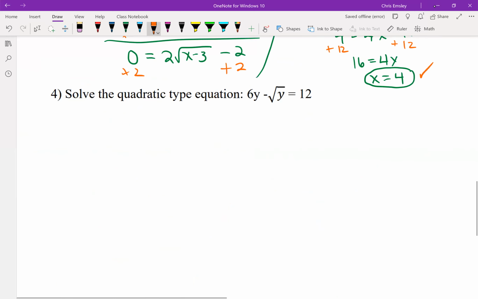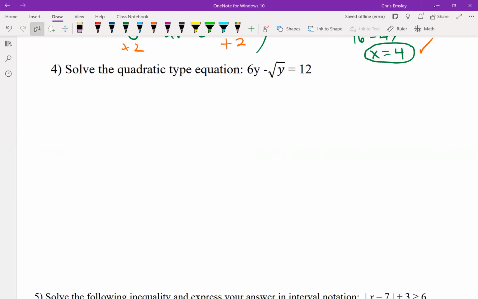Number 4, solve this quadratic type equation. That's a hint for us in the directions there. This is going to factor like a quadratic. If it's going to factor like a quadratic, we need to first start out by making one side of this equation equal to 0. So I'm going to subtract 12 from both sides.